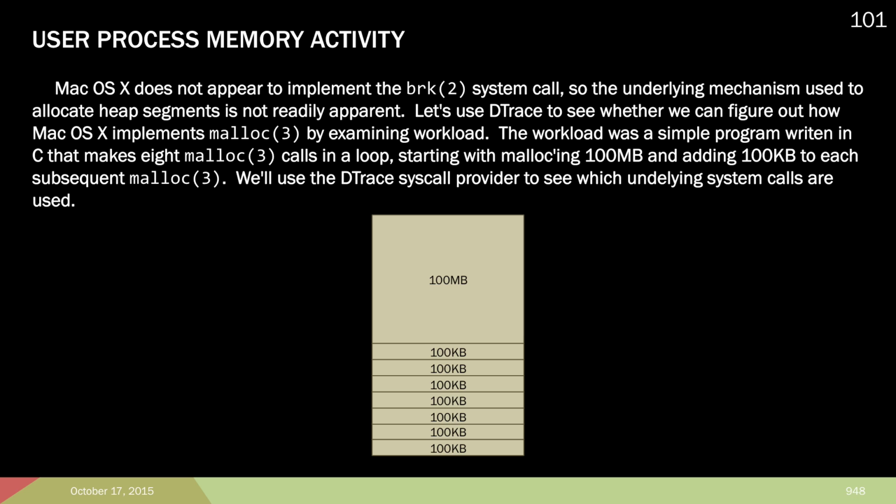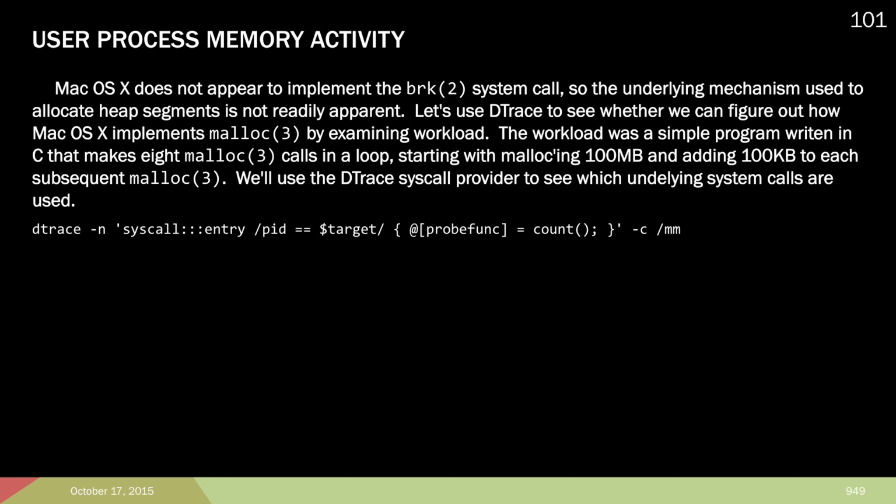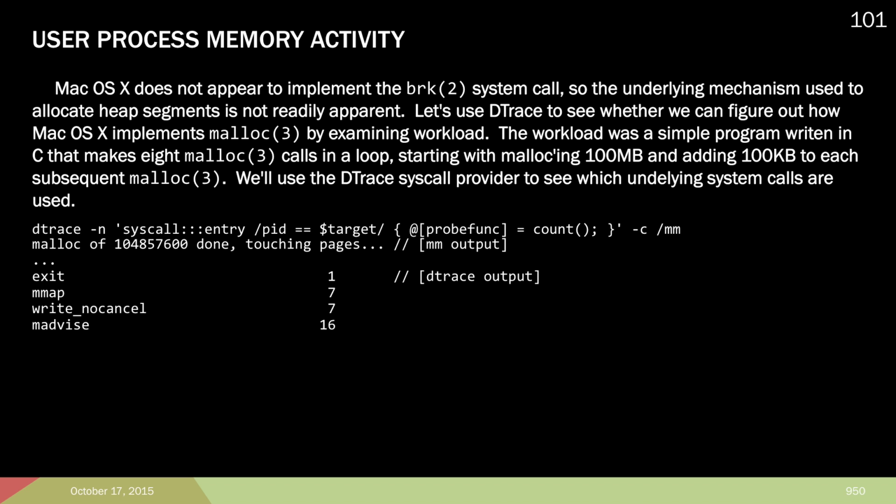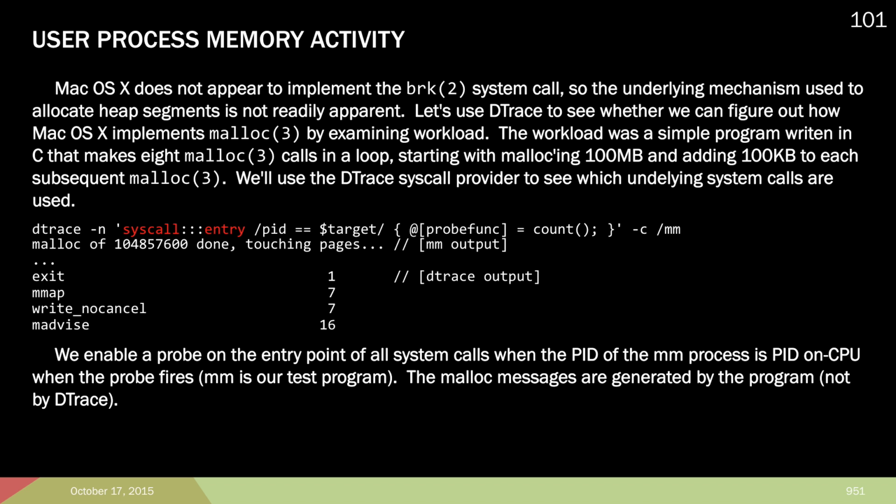with mallocing 100 megabytes, and then mallocing 100 kilobytes to each subsequent malloc. We'll use the DTrace syscall provider to see which underlying system calls are used. We enable a probe on the entry point of all system calls when the PID of the process matches on CPU, and when the probe fires. The malloc messages are generated by the program. These aren't generated by DTrace.